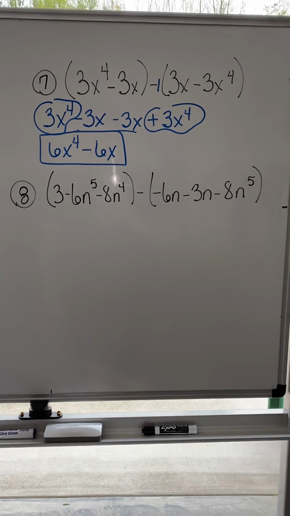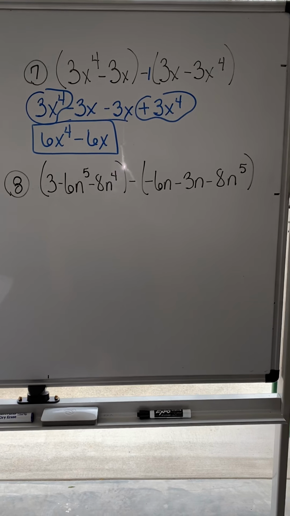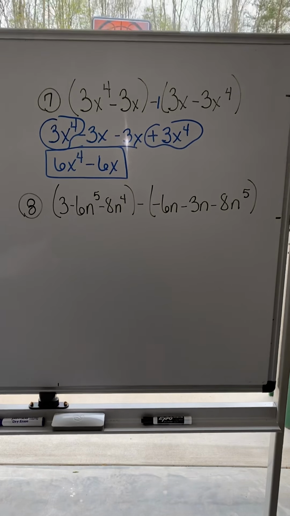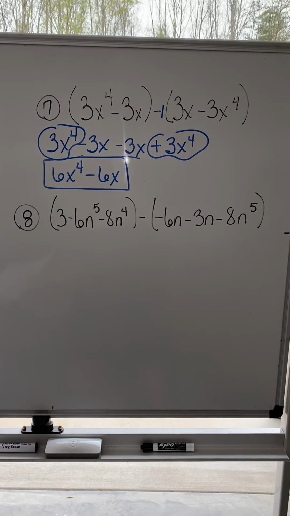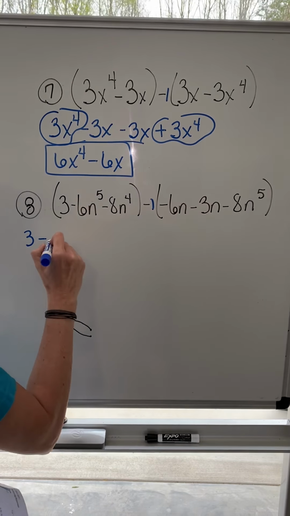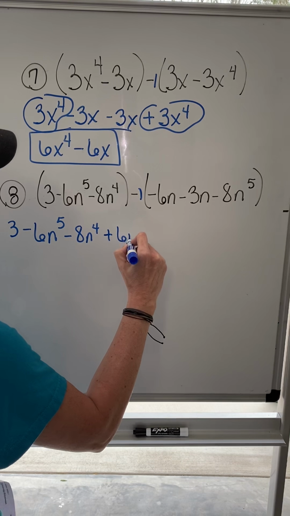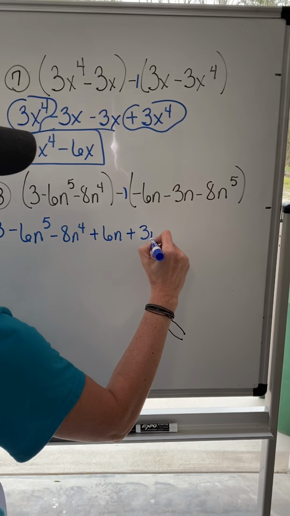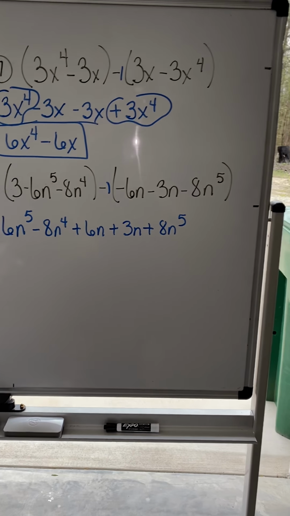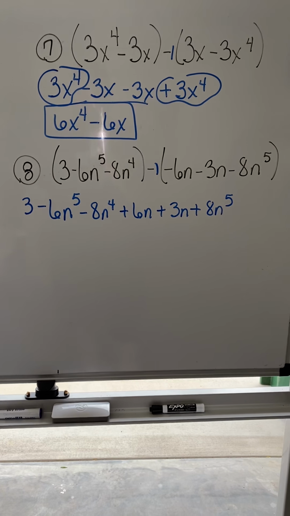And then number 8, you will see polynomials this big that you're going to have to work with, so just do the best that you can on them. Again, if you want to take the time to copy this down and then hit pause so you can try to work it out with me and see if you get the right thing. I'm going to rewrite it. 3 minus 6n to the fifth minus 8n to the fourth. When you distribute that -1 all the way through, that's going to become a positive 6n, a positive 3n, and a positive 8n to the fifth. Since all those in that term are negative, they're all going to turn into positives once you combine them together.